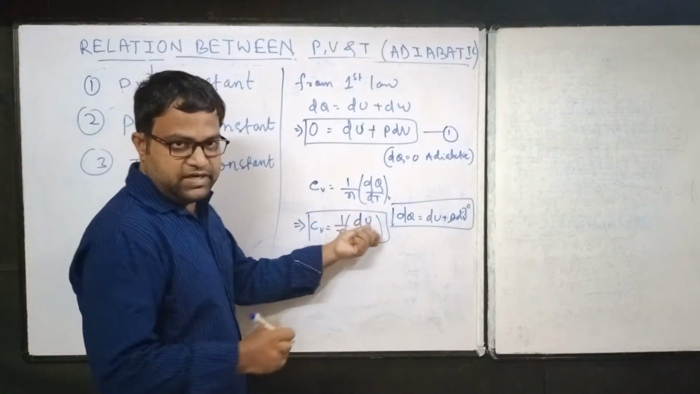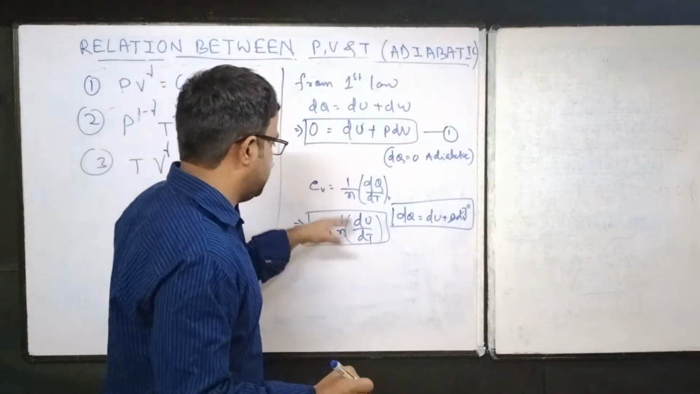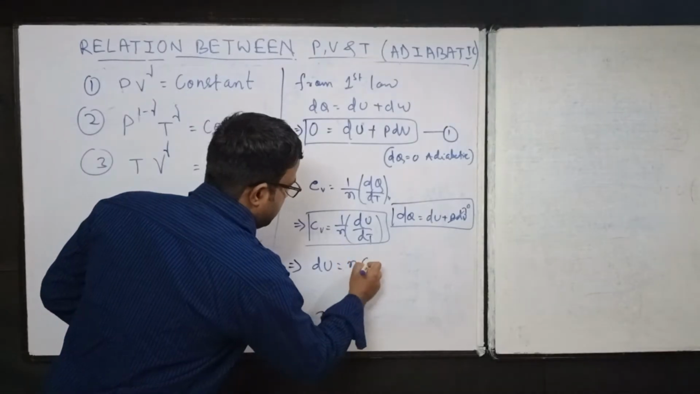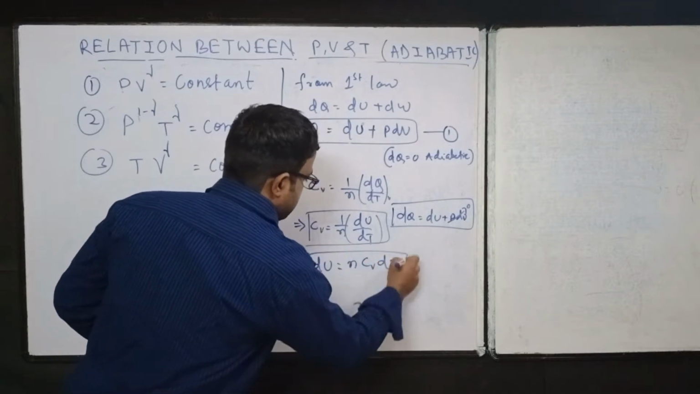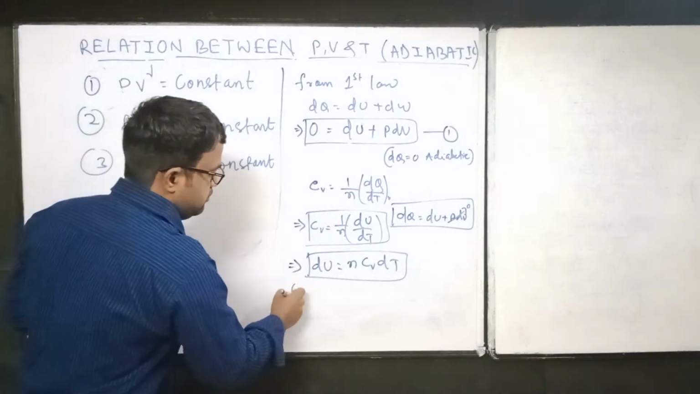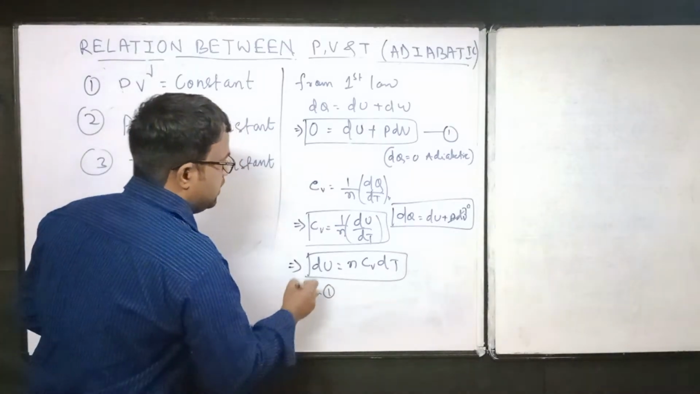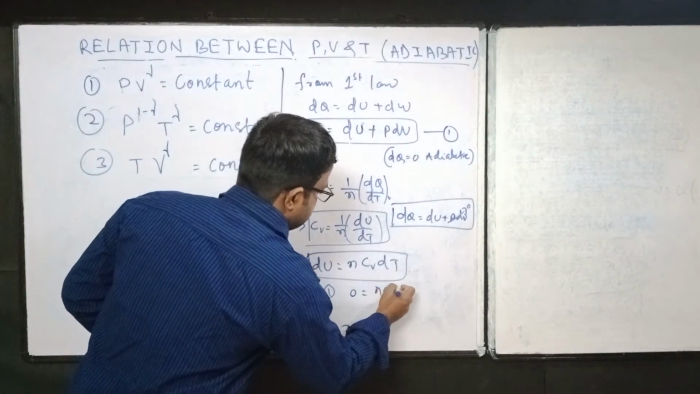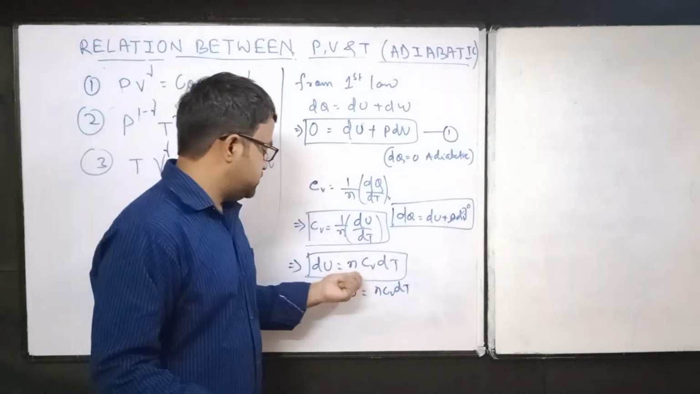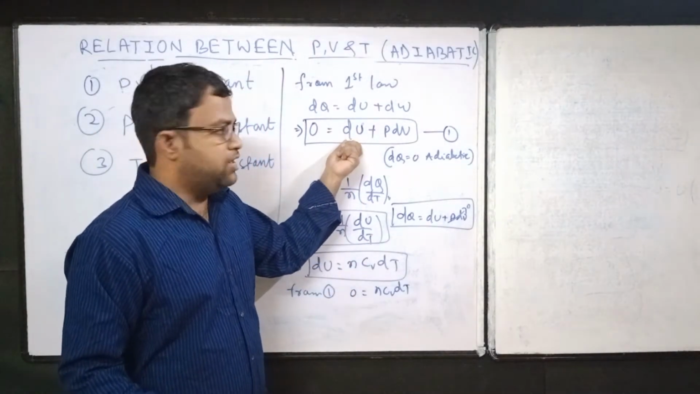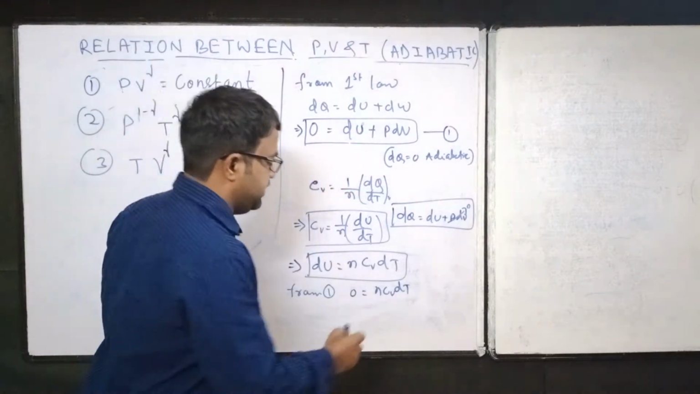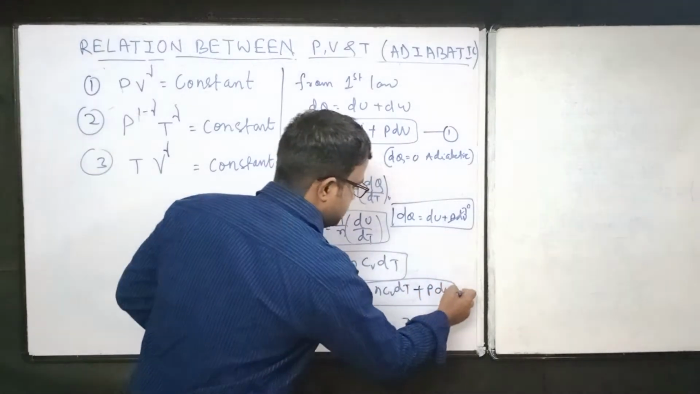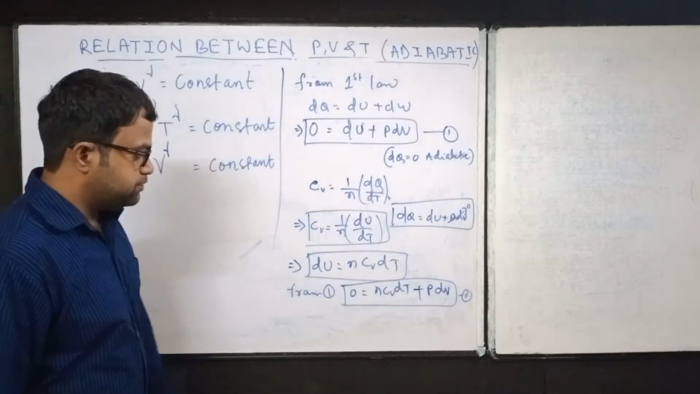Now our target is to replace this du, the change in internal energy, in terms of Cv. So du equals n Cv dT. So we'll replace this in equation 1. From equation 1 we can write 0 equals n Cv dT plus pdv. So this du we have replaced with n Cv dT, and pdv we write as it is. So equation 1 now becomes a new equation, let's say equation number 2.